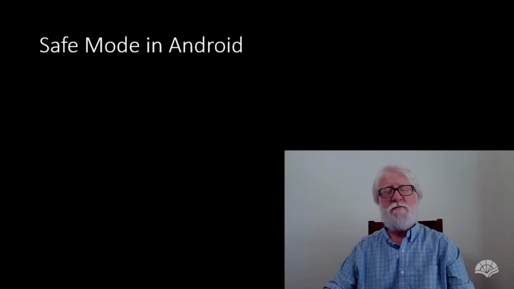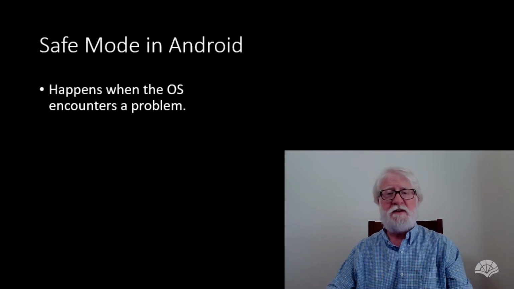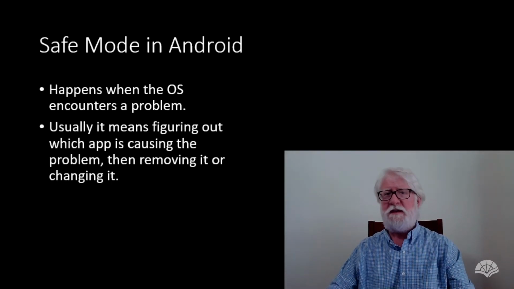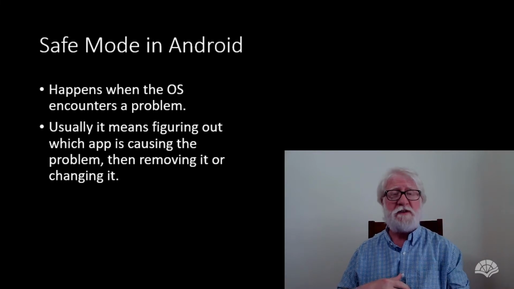So what about safe mode in Android devices? There are a couple things to consider. One is it usually happens when the operating system has had a problem, and when your phone restarts, it goes into safe mode. And usually that's because something has happened, like you've installed an app that doesn't work, or something that you had worked okay at first and now something's going wrong.